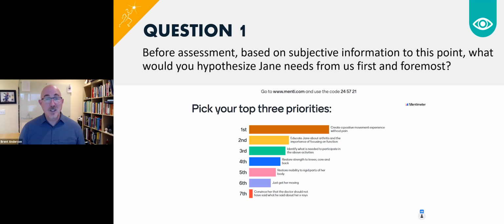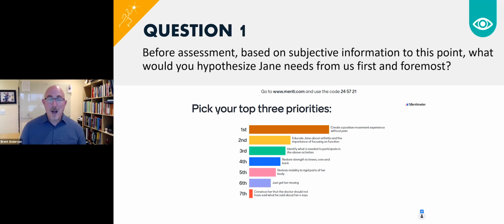And then 6 is just get her moving. Now, just get her moving maybe shouldn't be all the way down in 6. I like just get her moving, but I do think that I prefer the top one, which is to make sure that that movement is a positive movement experience. So these are all decent answers.